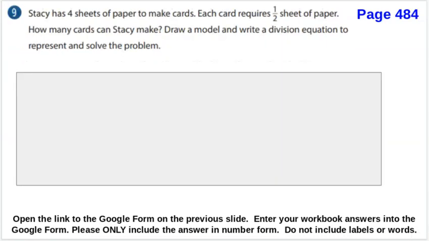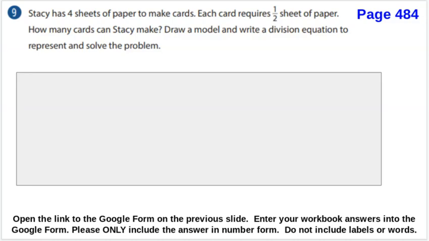All right, welcome back. So if you look in the right-hand corner, we've now moved to page 484, and we're going to look at question 9. Question 9 says, Stacy has 4 sheets of paper to make cards. Each card requires half a sheet of paper. How many cards can Stacy make? Draw a model and write a division equation to represent and solve the problem.